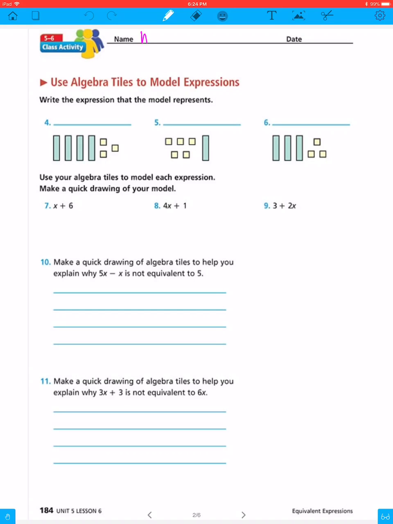So now we're going to use algebra tiles to model expressions. Now when we're doing this, the long ones that are kind of like a sea foam.